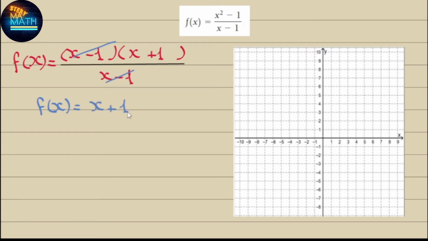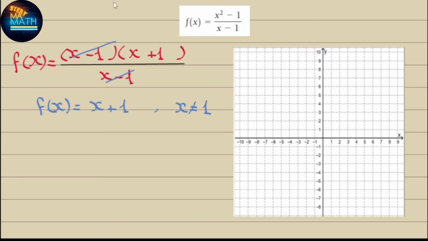but you have a condition here that should be mentioned. Why? Because the denominator shouldn't equal 0, so the denominator, which is x minus 1, is not equal to 0, so x is not equal to 1.